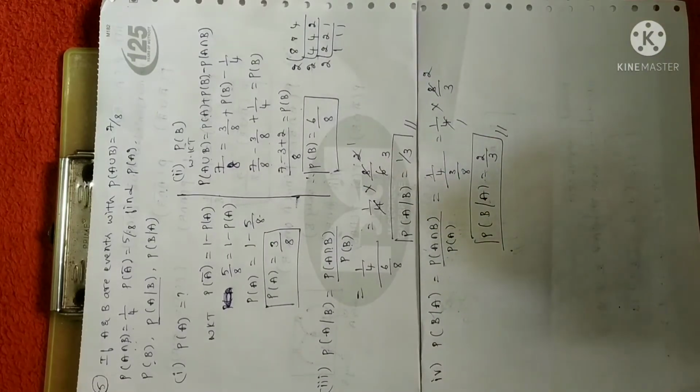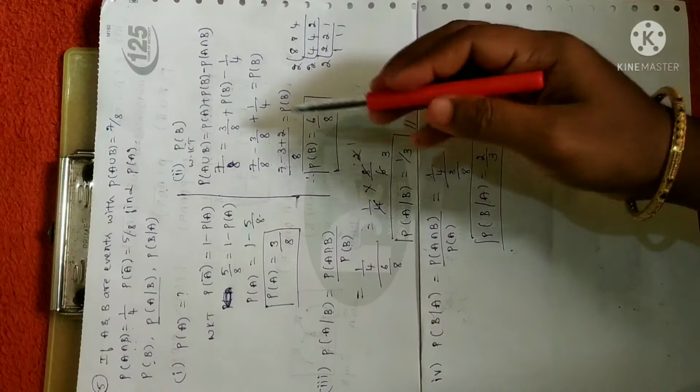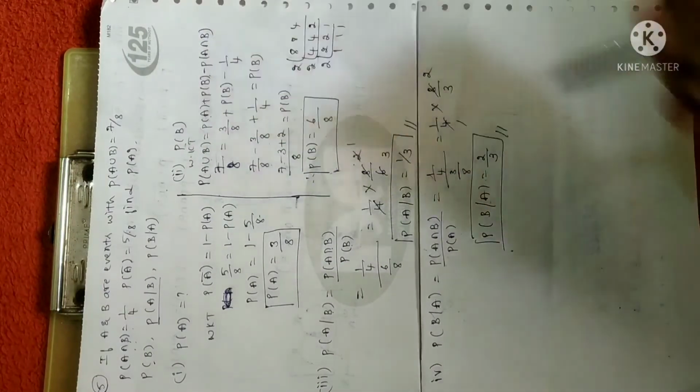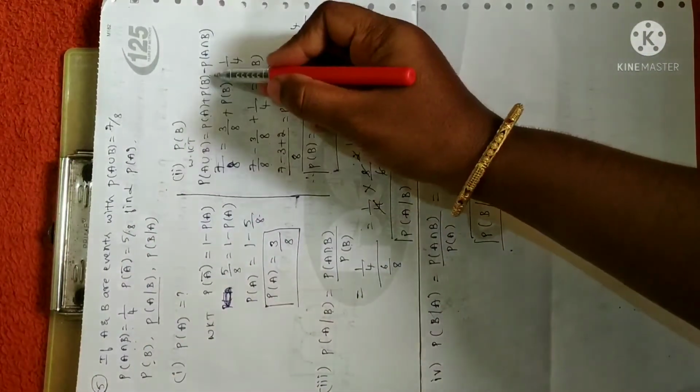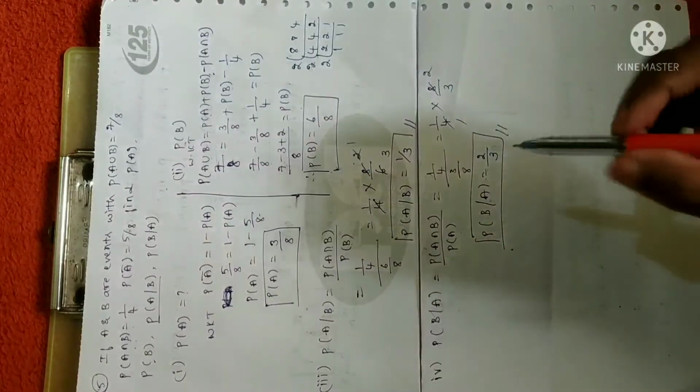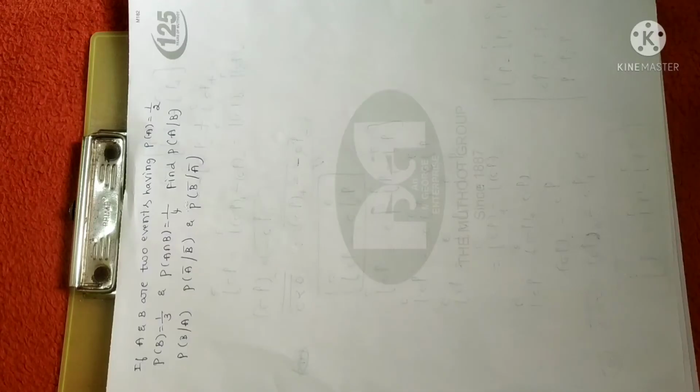Clear? Very easy, but you have to remember the formulas and the rules of probability. Clear? So this is the fifth property of probability that I have given in the beginning of the probability notes. Please go through that. So here is the next question.